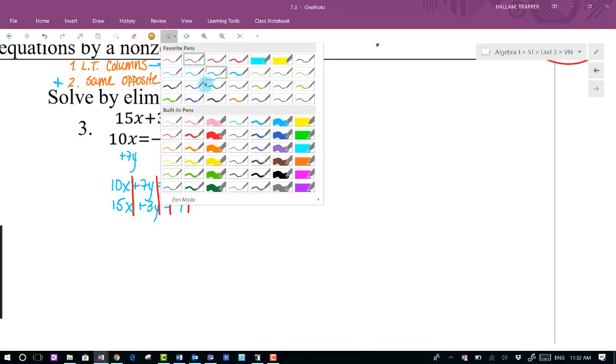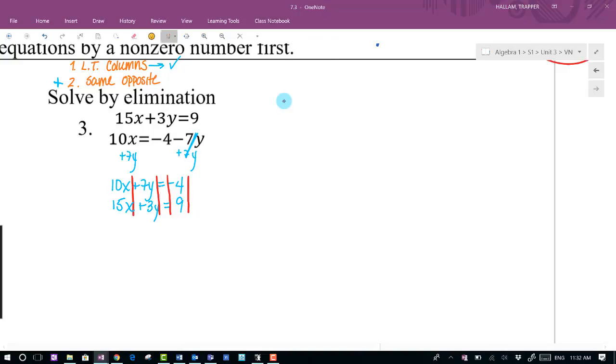So do we happen to have the same and opposite within one of those columns? Well, we've got 10x and 15x, so that's a no. And we've got 7y and 3y, that's also a no. So at this point, we need to pick one of the two columns to multiply to change them into a number that they both can be the same and the opposite. I can work with 10 and 15, but they're going to get rather large rather quick. So I'm going to choose to work with the 7 and the 3.